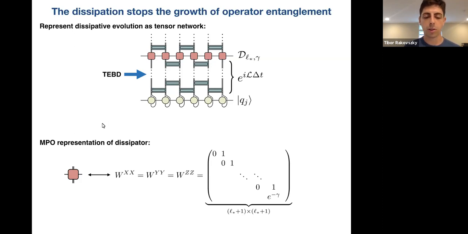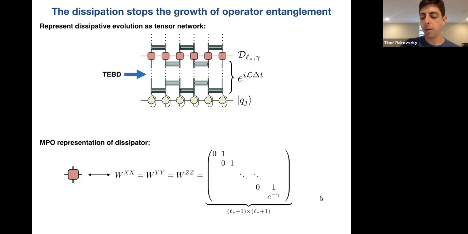So for those of you who are interested in the details, basically the local tensors in this MPO are diagonal in the physical indices because they don't change the operators. And in the bond indices, what you have is something like a clock that goes up by 1 whenever you see a non-trivial operator until you hit the cutoff L star, and after that you always just multiply by e to the minus gamma. So it has a fairly simple structure.